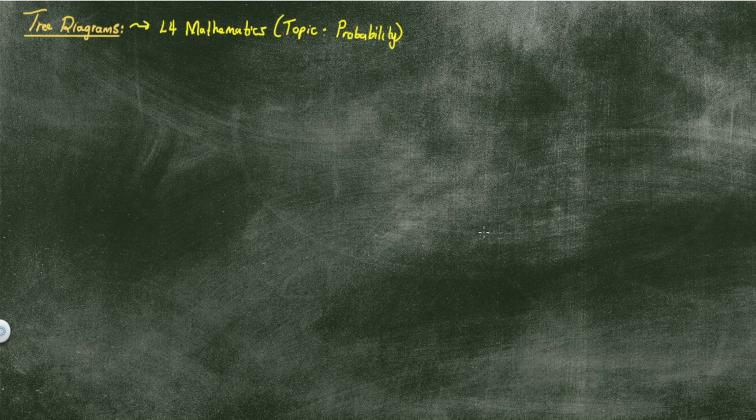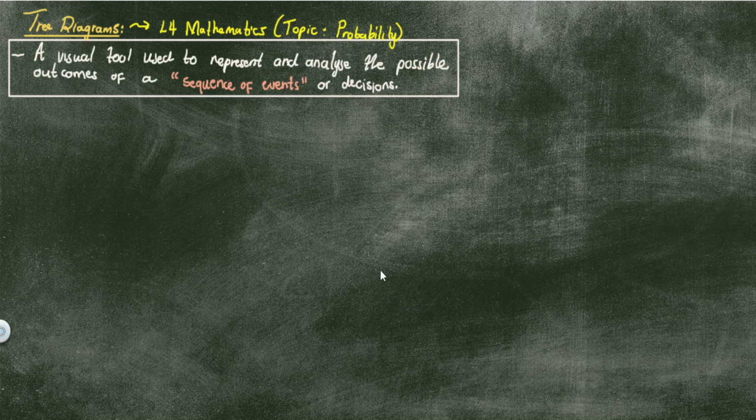All right. What exactly is a tree diagram? Just a short definition of it. It's a visual tool used to represent and analyze the possible outcomes of a sequence of events or decisions. So I would say an event diagram is a static tool, like it shows two events, event A, event B, right?